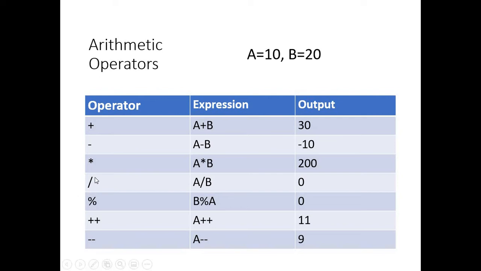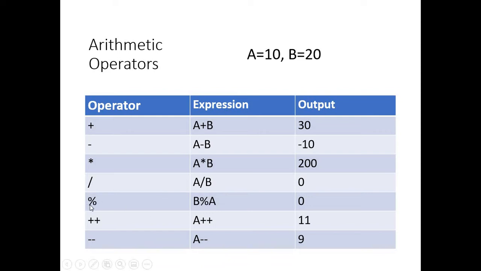For division, the operator used is slash. A slash B, A divided by B. A has the value 10, B has the value 20. So A divided by B will generate the output 0 if A and B are integer values. If A and B are floating point values, then it is going to give the output 0.5 if the value of A is 10 and B is 20.